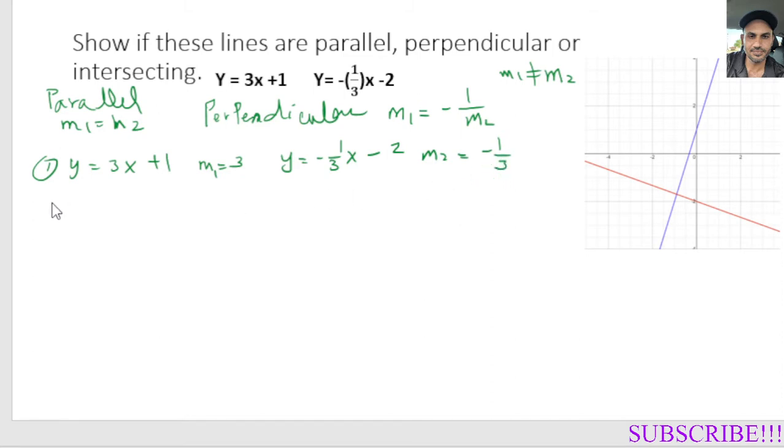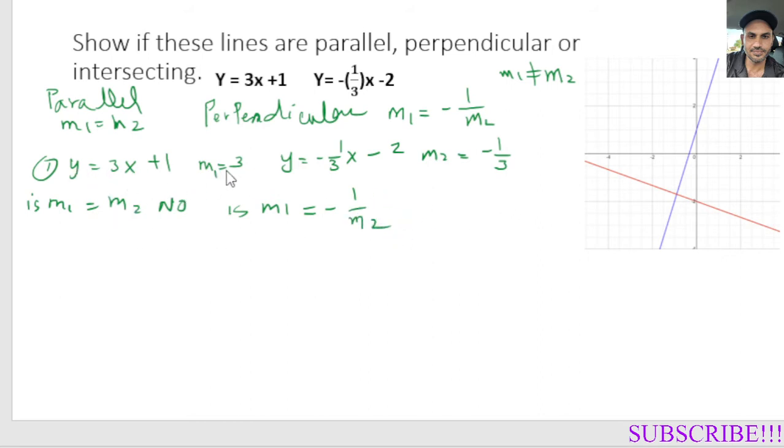So now let's see, is m1 equal to m2? Is 3 equal to negative 1/3? No. Is m1 equal to negative 1 over m2, the negative reciprocal? We have to solve for that.